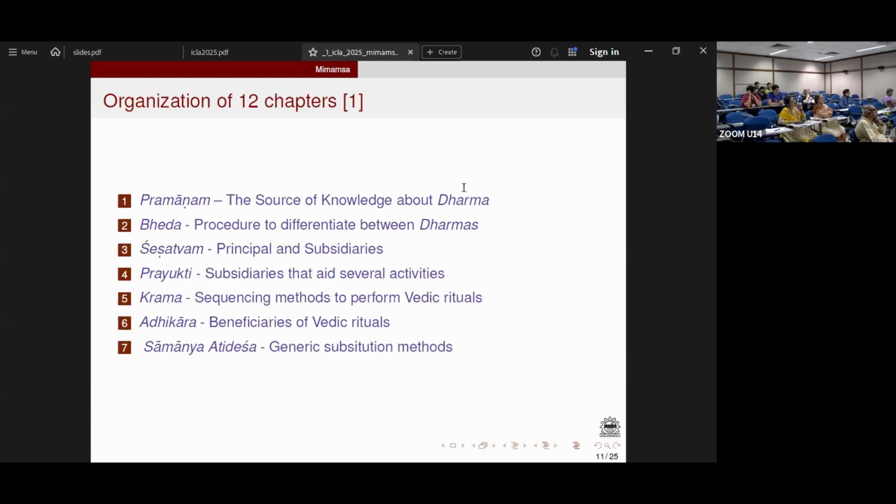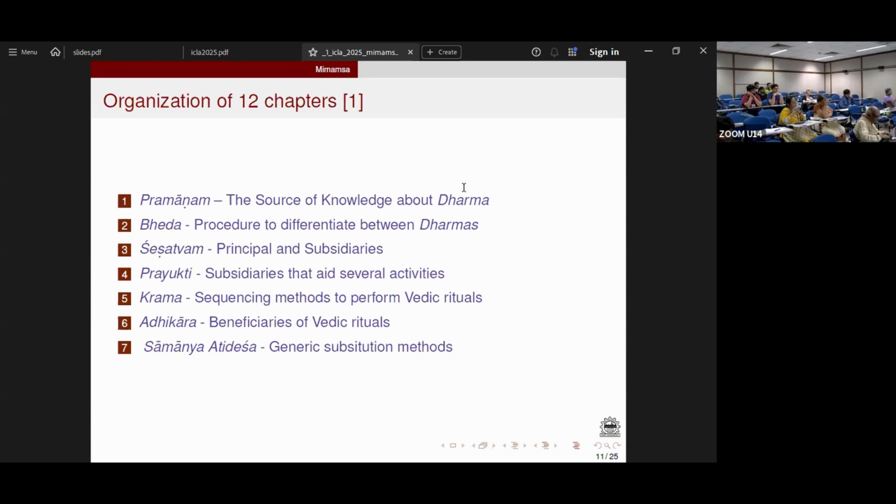So the first Adhyaya talks about Pramana, that is the validity of the source of knowledge, okay, about Dharma. So it talks about what exactly Dharma is, why this Veda is the Pramana, why that is the source of knowledge for us and so on. Then the second chapter deals with Bheda, that is Dharma Bheda, different Dharma or different yagas that are there, how do you differentiate between them and so on.